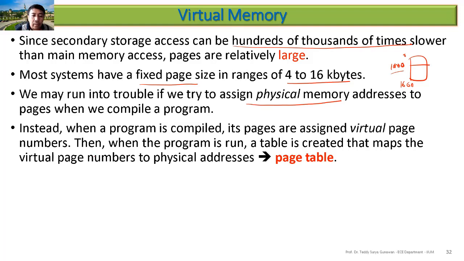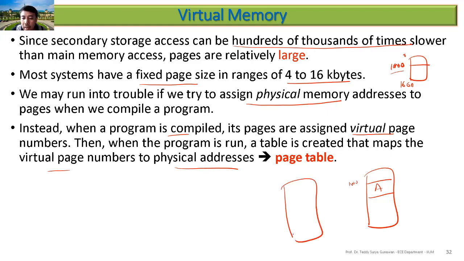When the program is compiled, pages are assigned a virtual page number. Then when the program is run, a table is created that maps the virtual page number to a physical address. So you have a mapping between the page number and the physical address. It doesn't matter where you put it, not necessarily at 1,000. For example, one time you can run your program at 1,000, and at another time you can run it at position 5,000. It will behave the same.